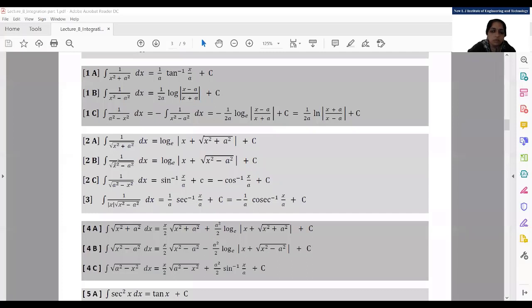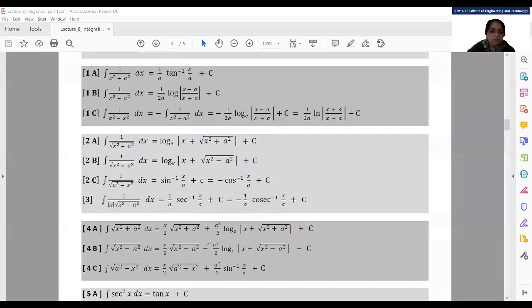In 2b and 2c, in 2b, the variable will be first and the constant term last, and in 2c the constant term will be first and the variable last. At that time, the formula is sine inverse x upon a. You can also write it as minus cos inverse x upon a. Now the next formula is 1 upon mod x under root x square minus a square. The formula is 1 upon a sec inverse x by a, or we can also write minus 1 upon a cosec inverse x by a.